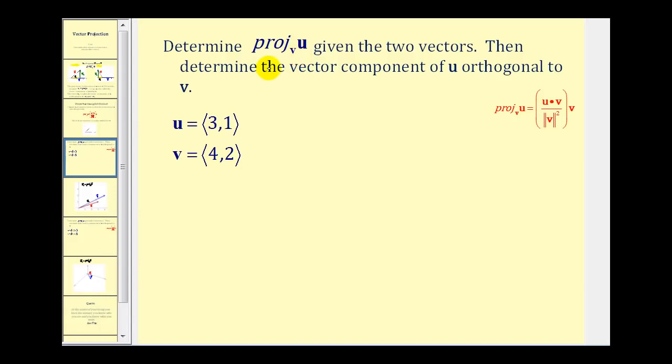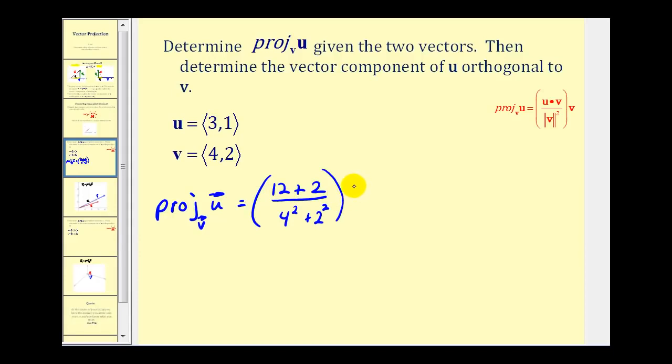We want to determine the projection of u onto v given these two vectors, and then determine the vector component of u that's orthogonal to v. So here's our formula to determine the projection of u onto v. It's going to be equal to u dotted with v divided by the magnitude of vector v squared times vector v. Let's go and determine the dot product. So u dotted with v is going to be 3 times 4, that's 12, plus 1 times 2, that's 2, divided by the magnitude of vector v squared. Remember, the magnitude of vector v would be the square root of 4 squared plus 2 squared, but if we're squaring the square root, we're just going to have 4 squared plus 2 squared. And then we're going to multiply this scalar by vector v, which is the vector 4, 2.